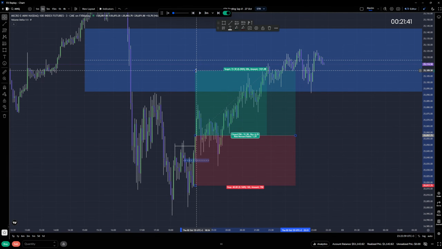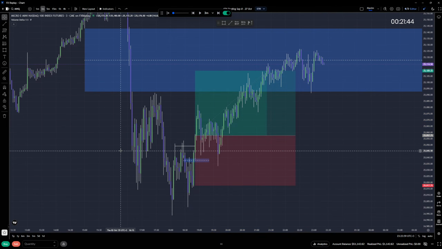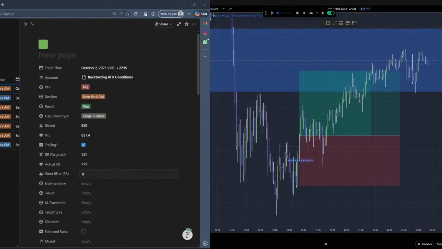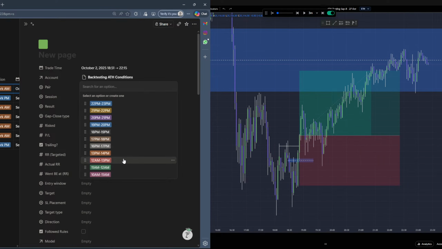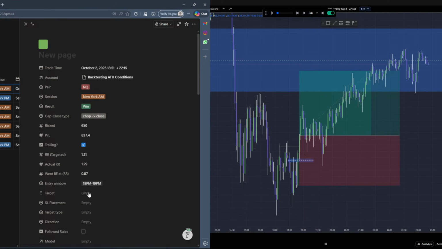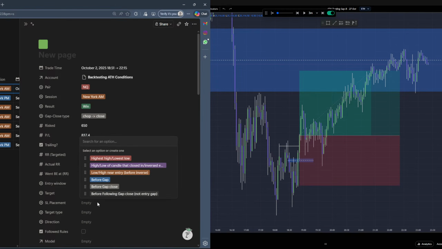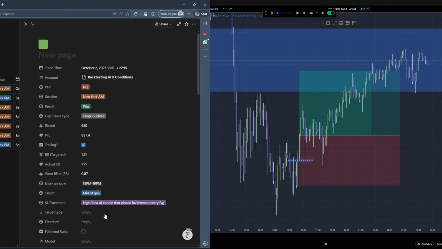On break even at 0.787. I forgot to switch so you can see. Intro window was at 6 p.m., 6 to 7. And target limit of gap. Stop loss placement was low of candle that closed in. Inverse entry gap. Target type was retracement long.